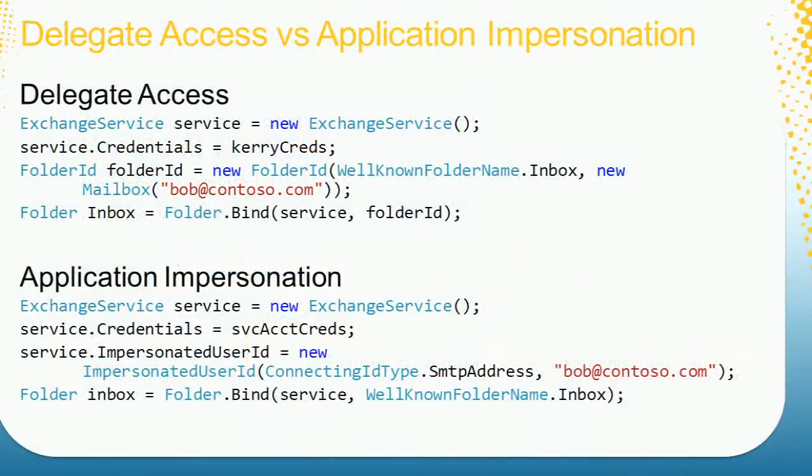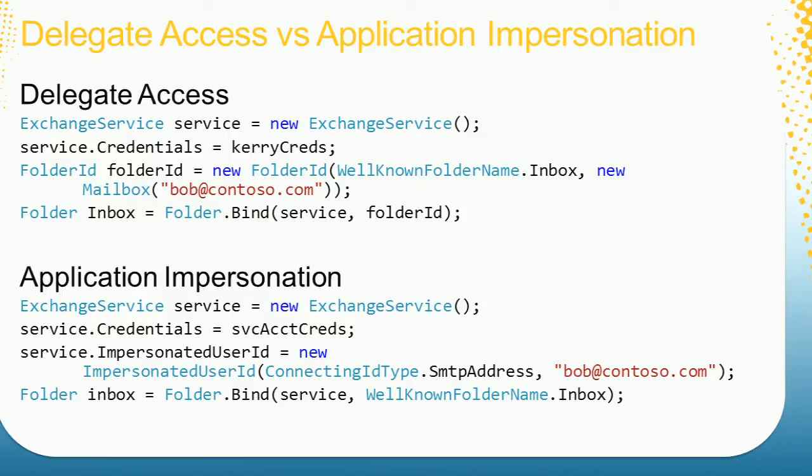What are the slightly nuanced differences between delegate access and application impersonation look like in code? The key here is being able to specify an email address. In Exchange Web Services, we have two types of IDs. One is a well-known ID, and this is sort of a helper. If you know that you want to access the inbox, you don't want to worry about what the ID of that is. You just want to say, hey, give me the inbox.